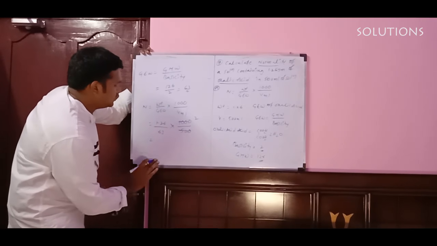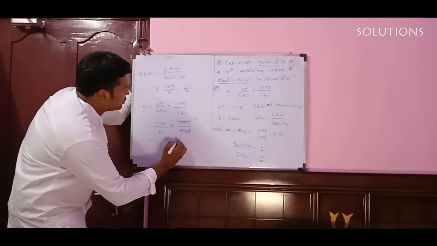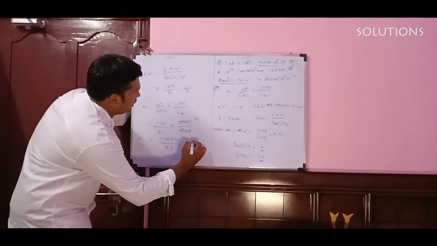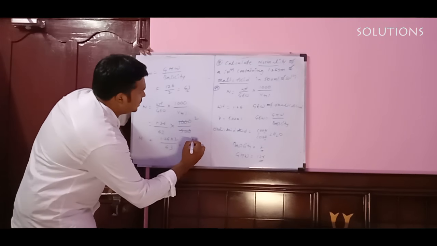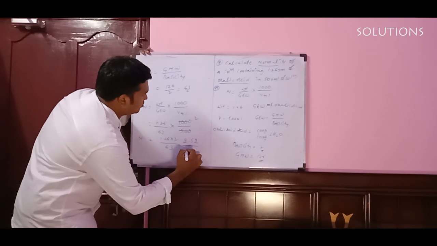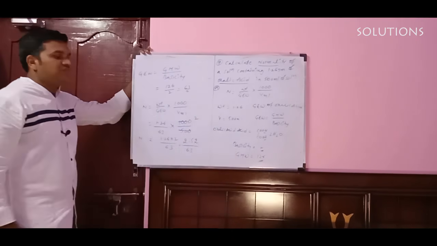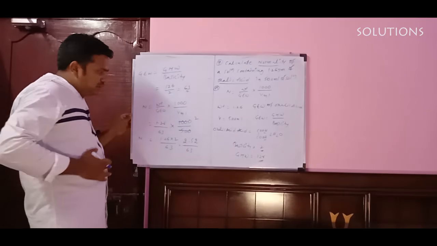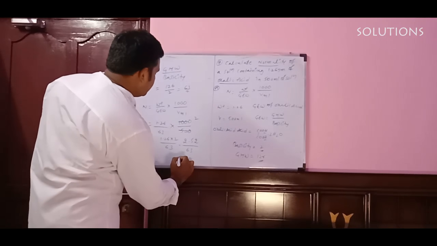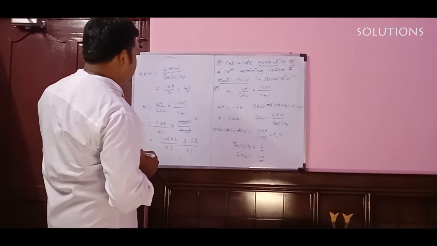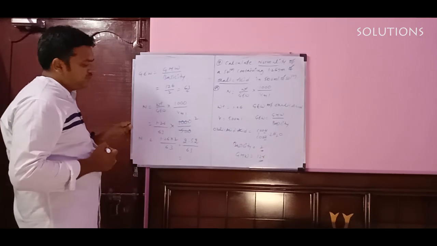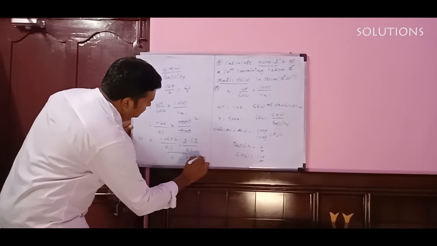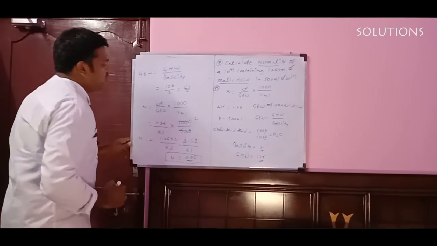So what will you get here? 1.26 into 2 by 63 only. So here 2 and here 5. Here 2 by 63. 2.52 by 63. You solve this one, how much are you getting? 63, suppose you write 4 times, you can cancel 4 times. What will you get here? You are getting 0.04. This is the normality of the solution.